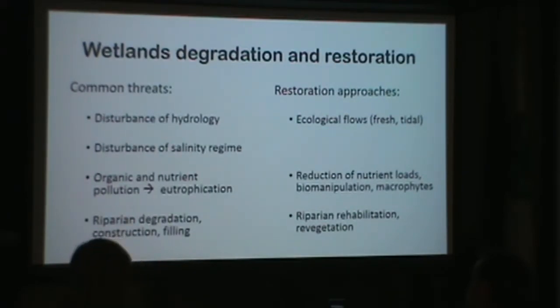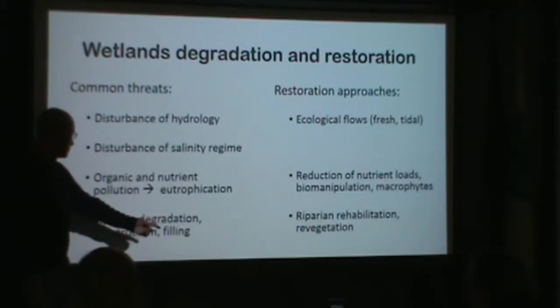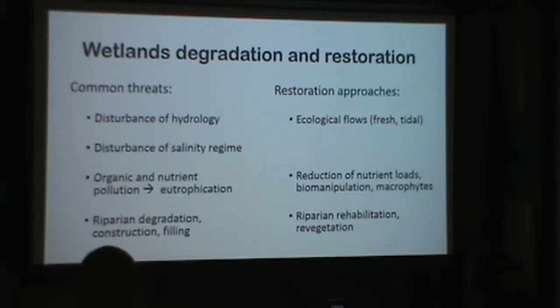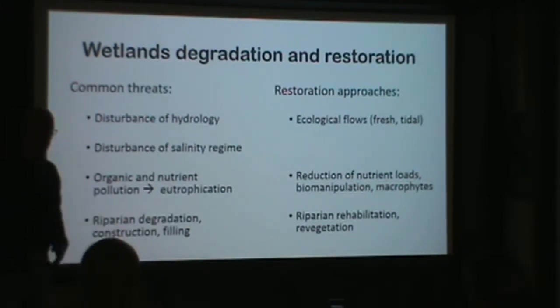Okay. Another common threat is the degradation of the riparian zone. Riparian means the shores, from the water, a few meters in. So this is the riparian zone, the interface between water and the terrestrial system. This is due to many things: construction, feeding, you name it. So the approach is obviously rehabilitating that area. Many times it is regrading and vegetation. Riparian degradation is channelizing a river or something.